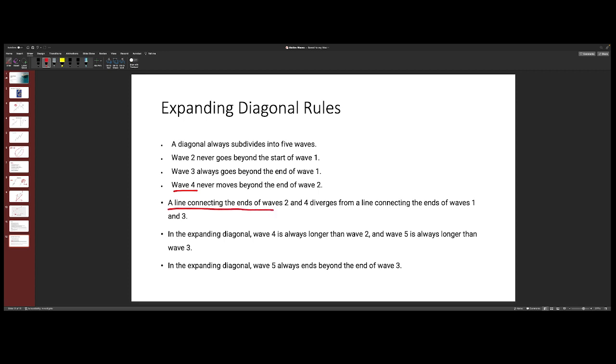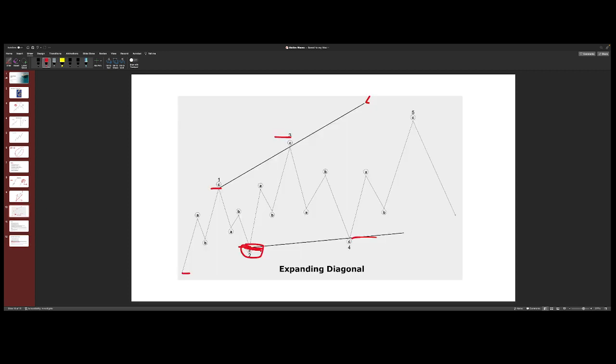A line connecting the ends of waves 2 and 4 diverges from the line connecting the ends of waves 1 and 3. Those were the dots that I explained earlier. So, dot here, dot here, dot here, and dot here. Connect these lines, and we get a divergence.